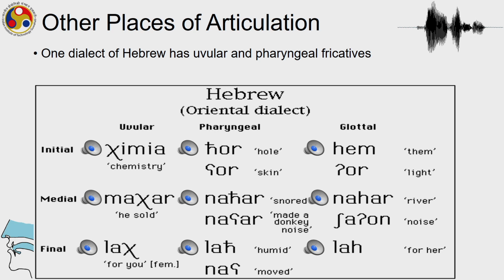Now let us move on to other places of articulation. So after palatal, languages can also have uvular and pharyngeal fricatives. So Hebrew can contrast uvular and pharyngeal sounds. Let us play a few Hebrew sounds to hear how different they sound.